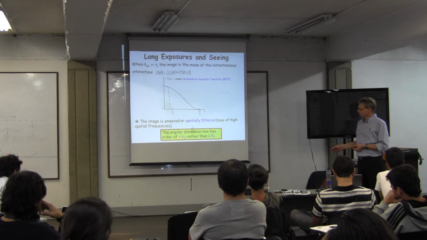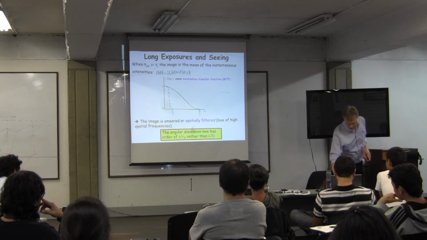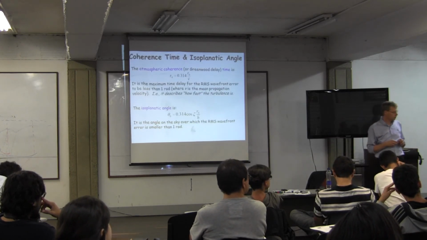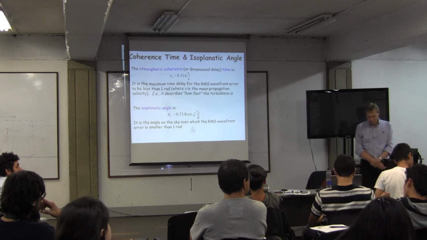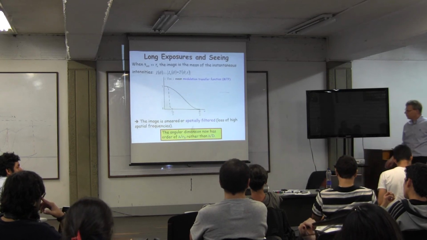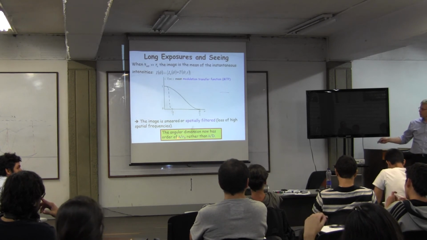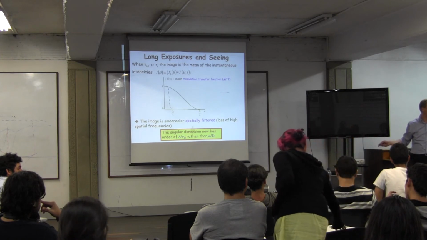So in simple terms, you lose high spatial frequencies, and the resolution is degraded in long exposures from lambda over D to lambda over r0, where r0 is the Fried parameter. So it means that having a 100-meter telescope will be the same as having a 30-centimeter telescope. If you do not correct for the seeing, the resolution is given by lambda over r0. r0 is a property of the atmosphere. It does not care what size telescope you put behind it.